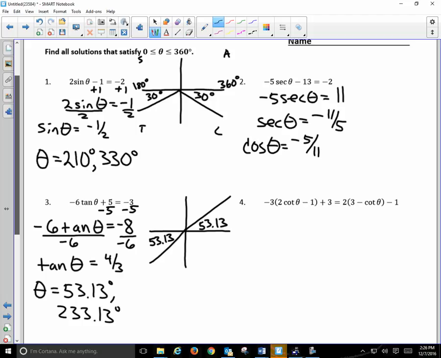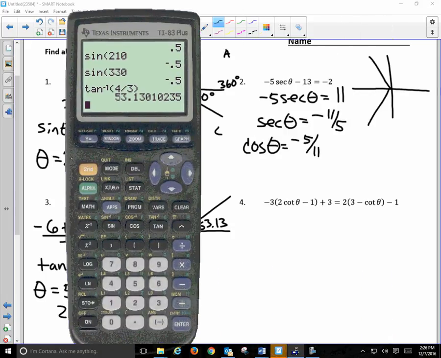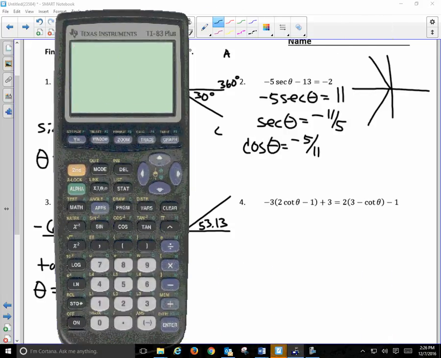Everybody clear how I did that? Where is cosine? Is cosine positive or negative? Where is it negative? Second, third. What do I do now? Cosine inverse, 5 over 11. Don't worry about the negative. We've already used that up, 62.96.